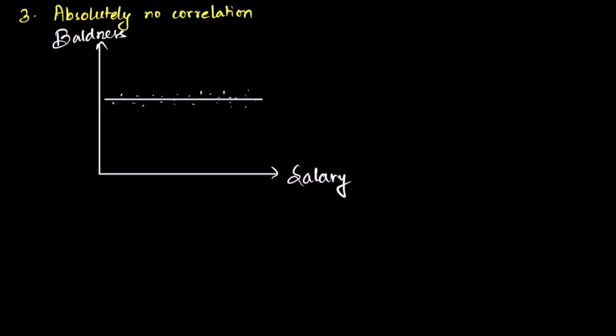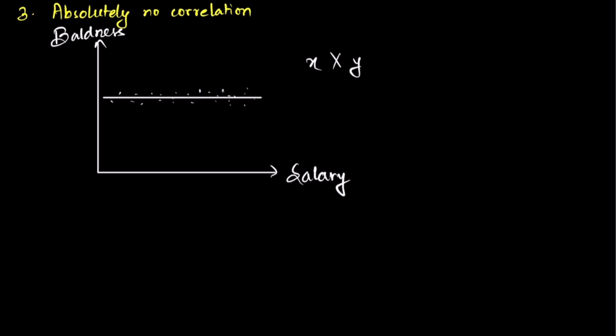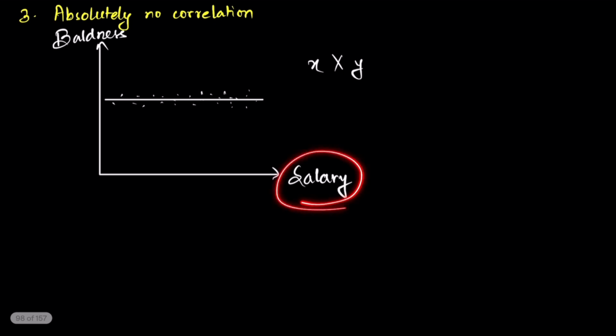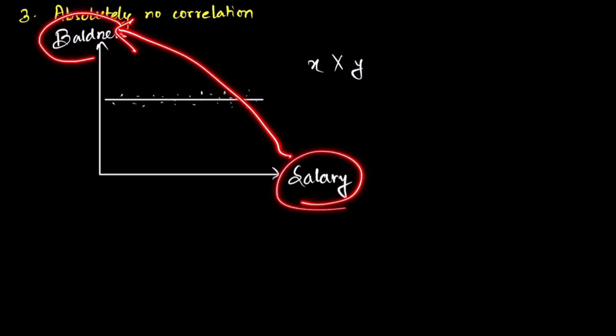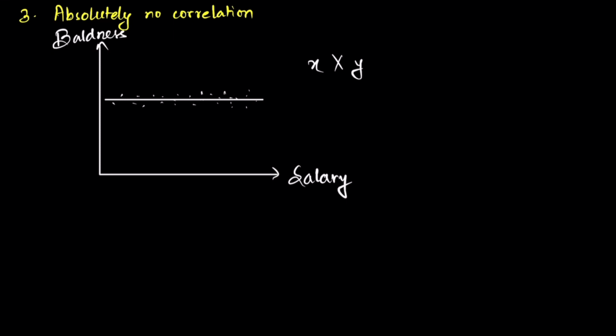So here, y is not dependent on x. It doesn't matter how much salary a person has, that does not affect the condition of his hair. That is, the person might be bald even if he is poor, or he might be bald even if he is rich. So here there is absolutely no relation between the two variables. That's why we call it absolutely no correlation. In this particular situation, the coefficient of correlation is equal to 0. So that's it for the various types of correlation.